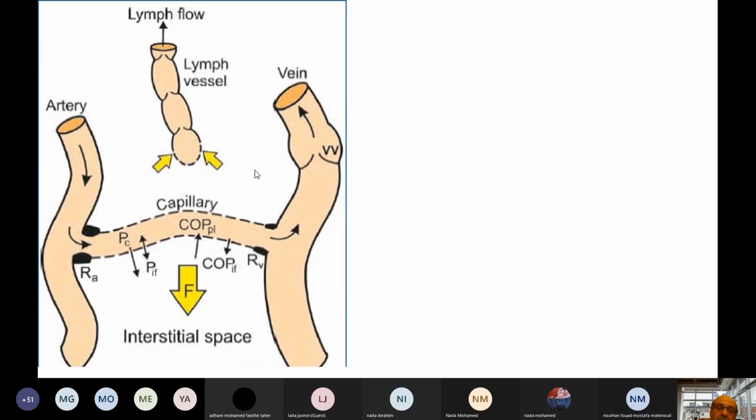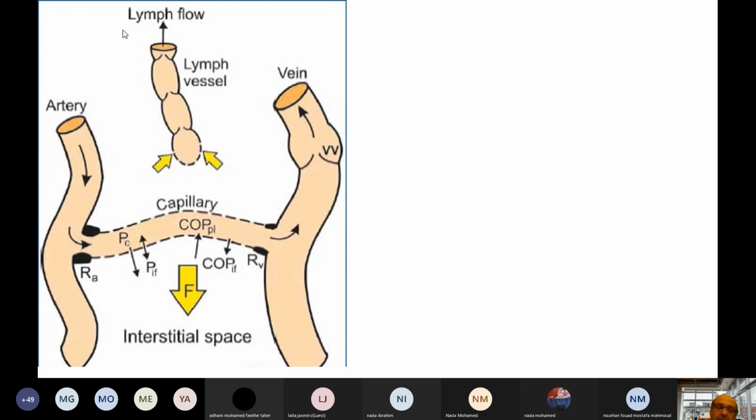This diagram simplifies the cause of edema. I have an artery that gives blood to the organ. Then the blood will go to the capillary and then return through the vein. Sometimes we have an extra fluid that will go with the lymphatic flow to be removed. So the fluid that diffuses from capillaries due to arterial blood pressure will be completely absorbed by the vein and by lymph flow.